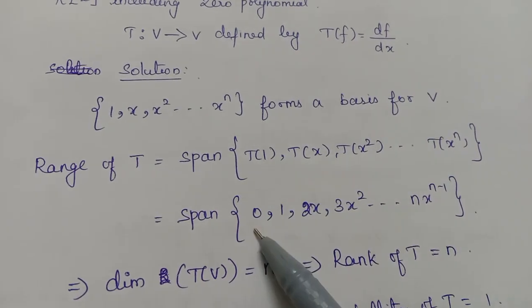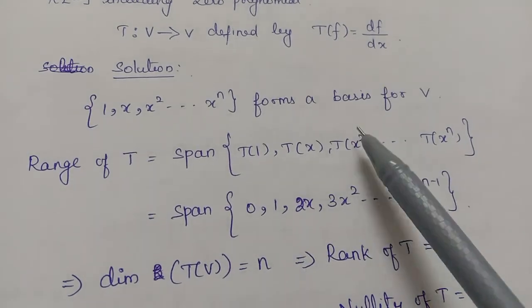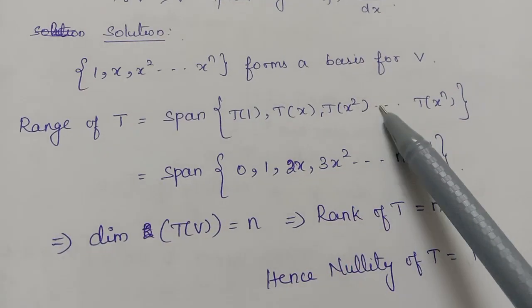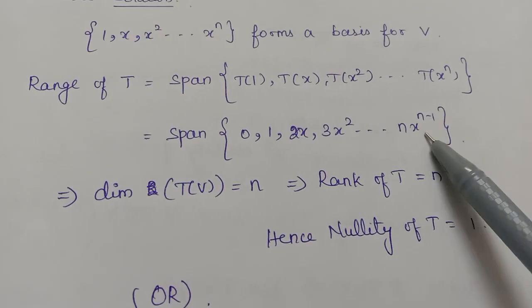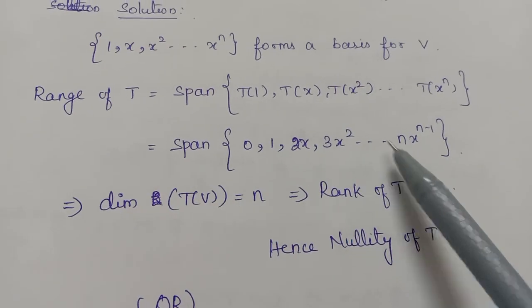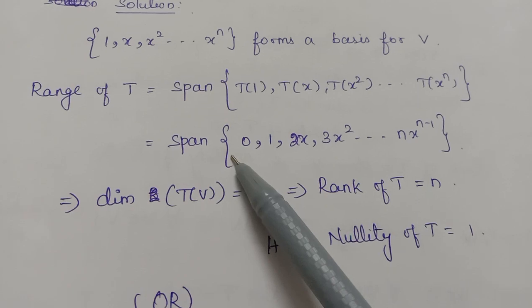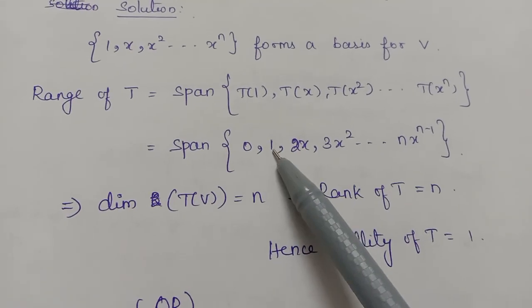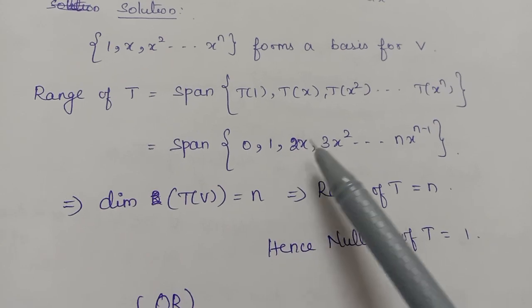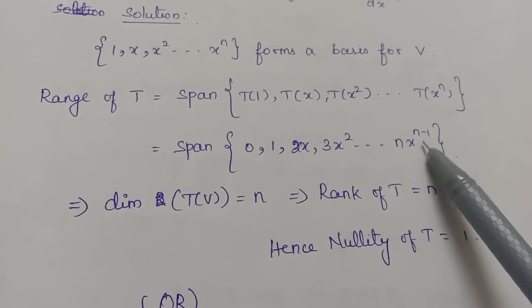So differentiation of 1 is 0, differentiation of x is 1, differentiation of x square is 2x, and x cube will be 3x square, etc. x power n is what? N x power n minus 1. So for finding the dimension you have to omit the 0 vector, isn't it? The remaining vectors are all distinct, isn't it? Because one is a constant, here it is a constant, x term, x square, etc., x power n minus 1.